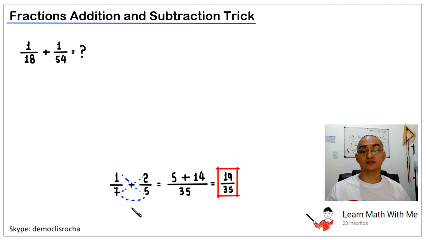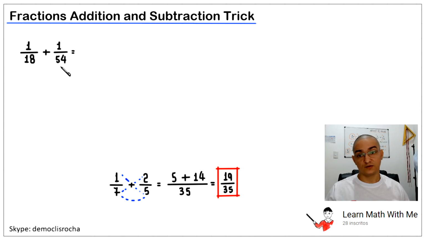So nice and easy, right? But can you use this strategy here to solve this addition of fractions here? Of course you can. But to do so, you would have to start by multiplying 18 times 54, and that is a multiplication that I know you don't want to do. So is there a way around this? Is there a way to make this addition easy?